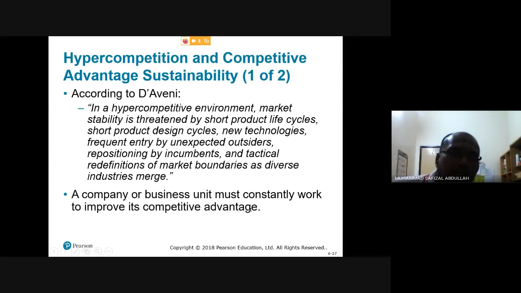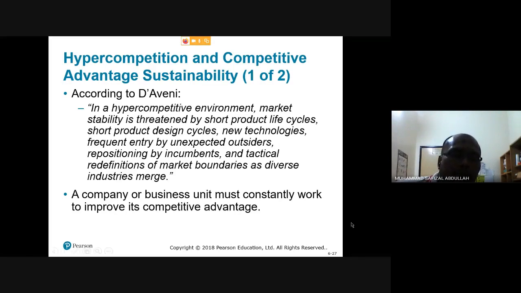So if you exist in an industry which has hyper competition, the key to survive is to improve your competitive advantage. It means that you are always ready. You are not resting on your laurels. You have to keep on improving your company and yourself. This is where the concept of Kaizen that you learn in strategic operation management comes into the picture. Continuous improvement.